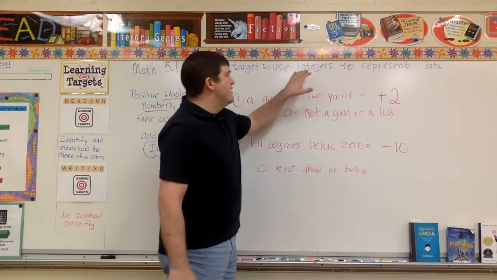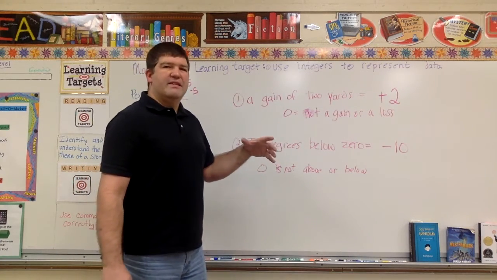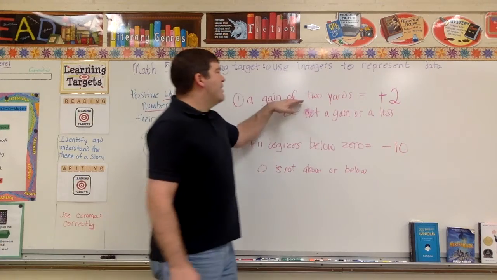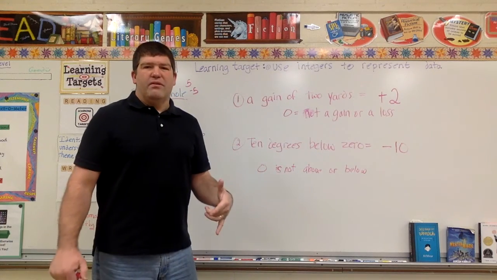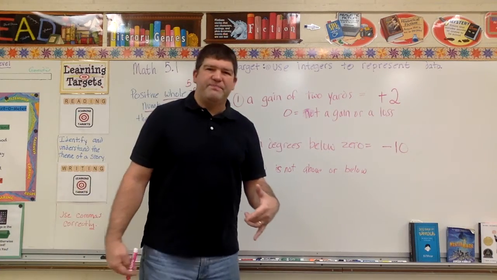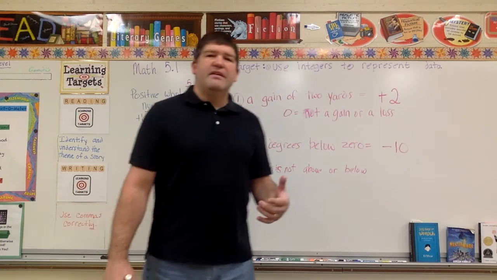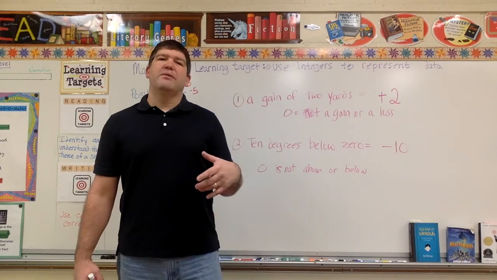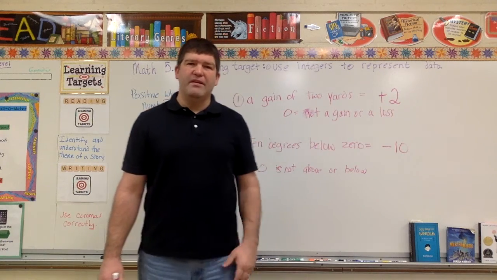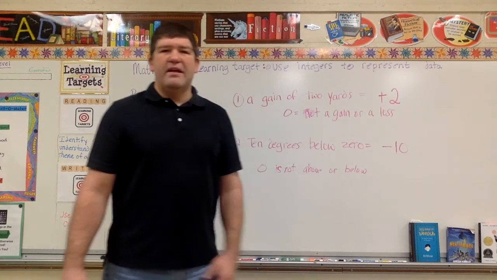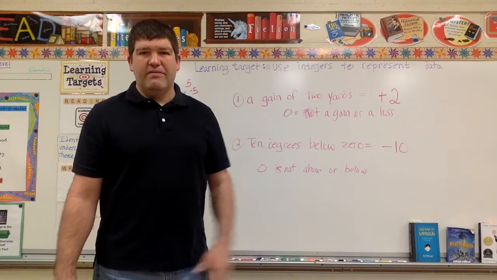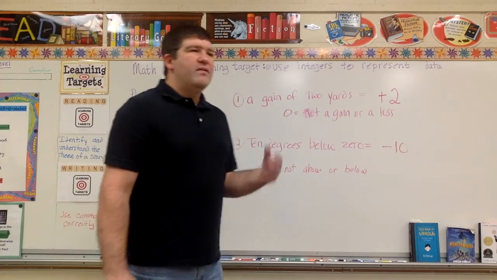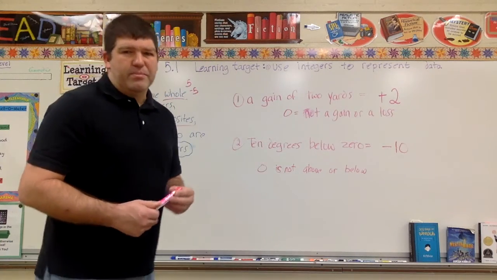Okay? Some of this might seem pretty simple, but it's good to understand how you're using integers to represent this data and to get it in your mind. A gain of 2 yards, +2. 10 degrees below 0, negative 10. If I save $75, that's going to be a positive or a plus 75. If I spend $18, that's a negative 18, I'm getting rid of. Okay? So lots of ways to use integers to represent data.